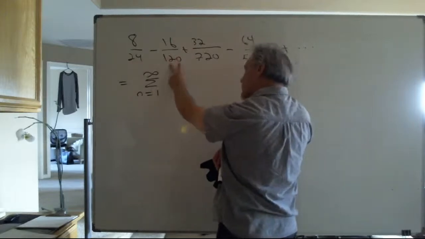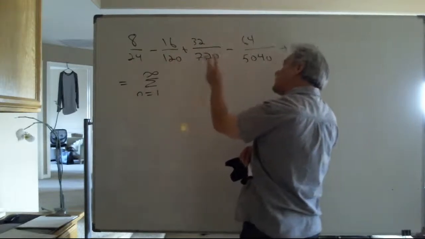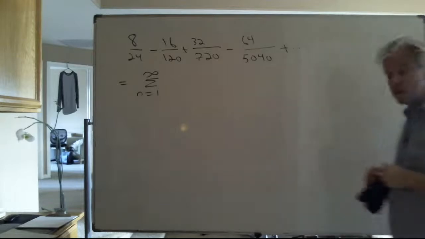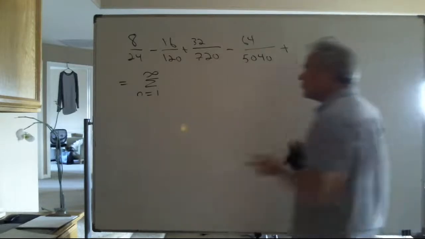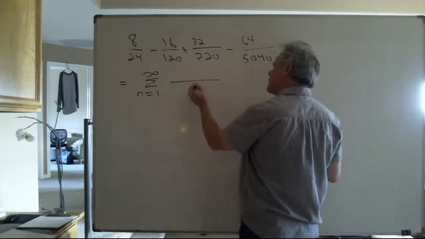When you multiply it by 5, you get this. When you multiply that by 6, you get that. When you multiply that by 7, you get that. So I certainly have a factorial downstairs. But I don't think it's going to be this.